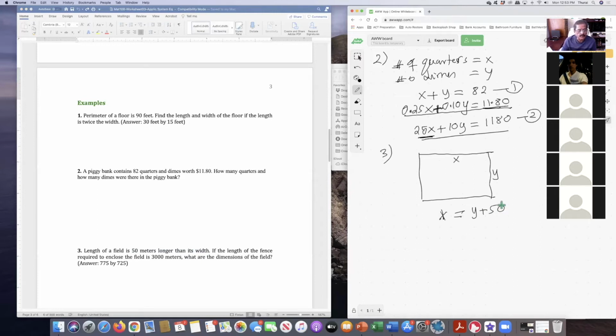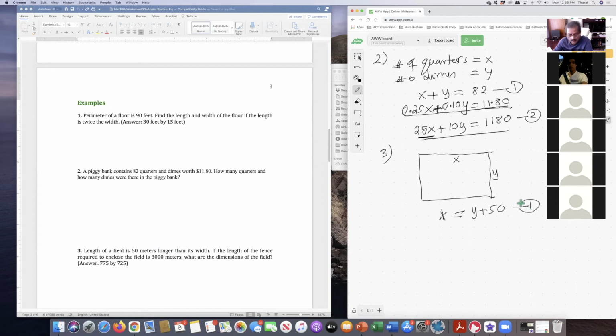What would translate to 50 times? If it says length is 50 times width, then it will be length equal to 50y. But here it's 50 more, 50 longer. So 50 meters longer is the same as saying 50 more than width. That means add 50. So length equal to y plus 50.